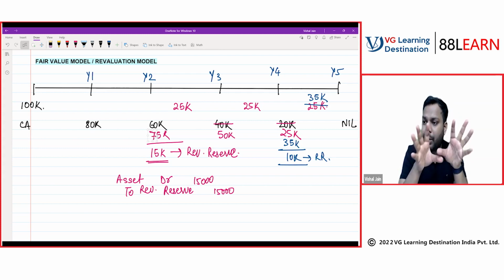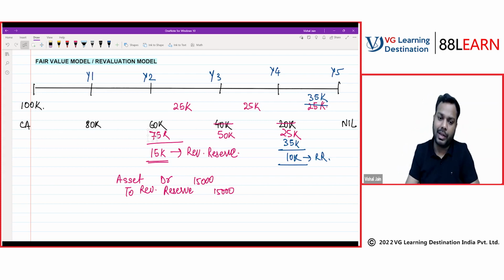So is the fair value model clear to everyone? Now, what are we doing in fair value model? See here. So this is the year end 2. What is the fair value? I'll write it here. Just give me a minute, please.